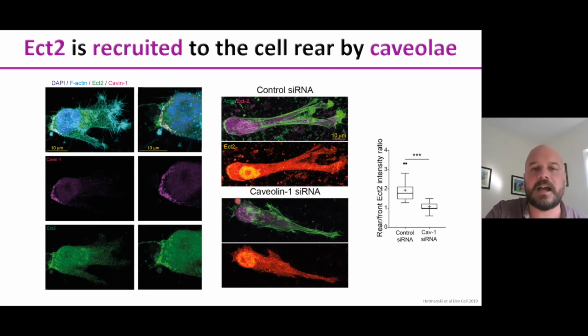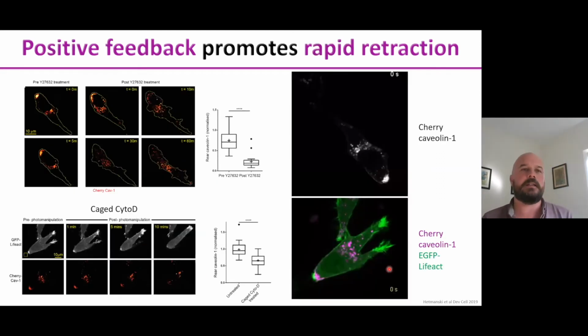But when we knock down caveolin 1 to disassemble caveolae, we lose this recruitment of ECT2 to the cell rear. So we think that low membrane tension allows the formation of caveolae, which in turn recruit ECT2, which can activate RhoA to promote contractility and rear retraction. But that's quite a linear pathway that I've described there. We also did some mathematical modeling that led us to consider, or predict, that positive feedback could be a feature of this cycle.